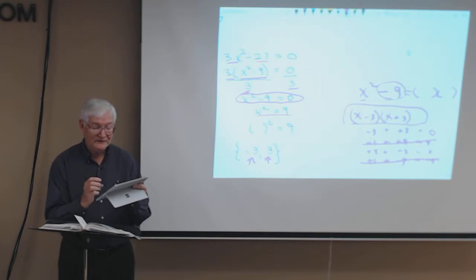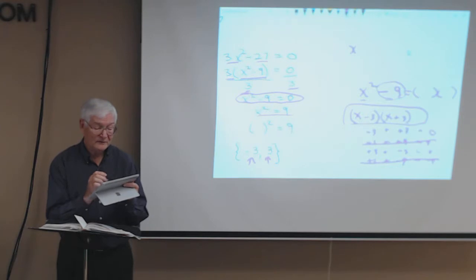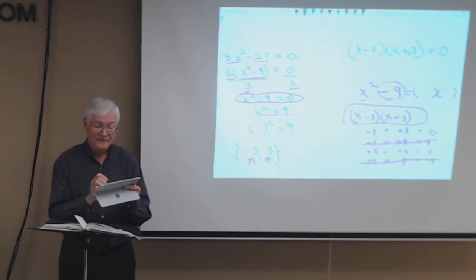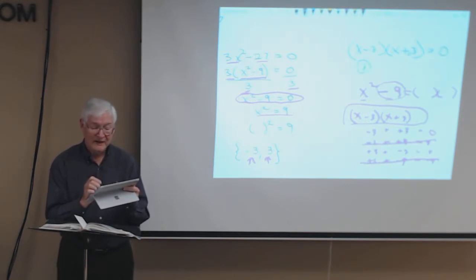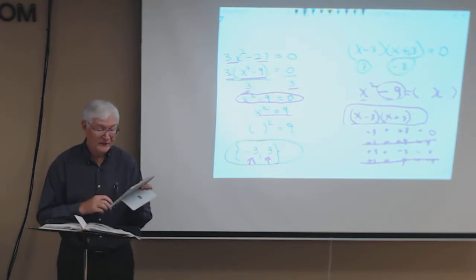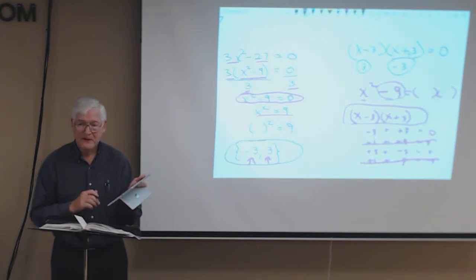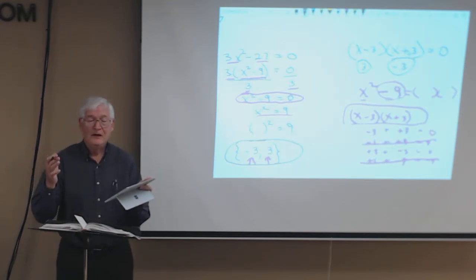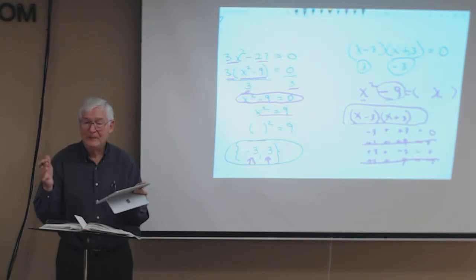Now watch what that means. So let's come up here and change colors. X minus 3 times x plus 3 equals 0. So what would zero this out? 3. What would zero this out? Negative 3. So there's your solution. Negative 3 and 3. You follow what's going on? There's a couple of ways to get there. Depending on what kind of math experience you've had in the past, you pick the method that makes sense to you.